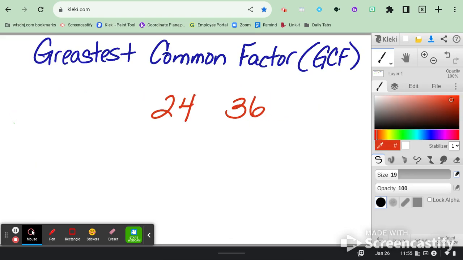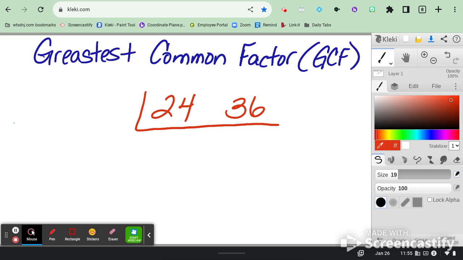Okay? I'm now going to try to find the greatest common factor between 24 and 36. So I'm going to draw my L shape, and I'm going to think about what number goes into both 24 and 36. Well, I know they're both even, so I know 2 would work. But I also know that 3 goes into 24 and 36 as well. 4 goes in, 6 goes in, and even 12 goes in to 24 and 36.